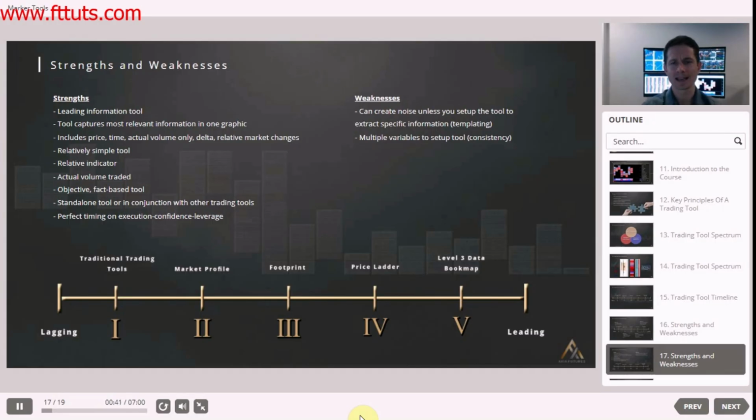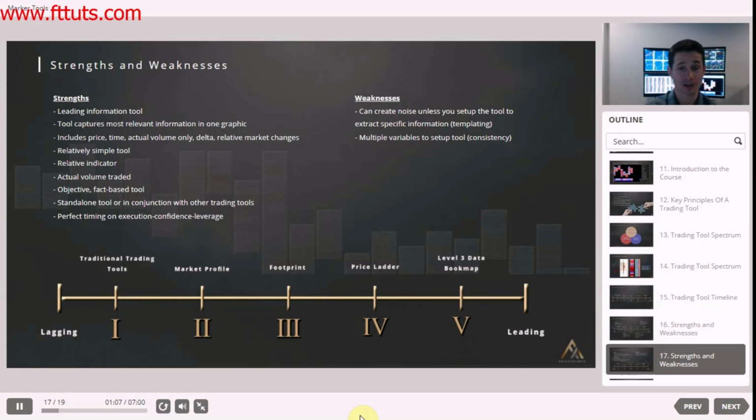Okay, so let's start off and talk about some of the weaknesses of the footprint tool, because the footprint definitely does have weaknesses, and it's important to understand those as well. So the first weakness is that the footprint can create a lot of noise if you do not set it up correctly. And that's the purpose of the first 5 units. I'm going to get you to set up the footprint in a very simplistic manner.